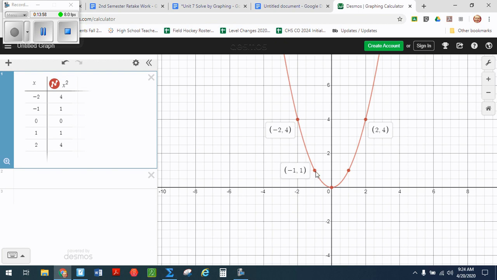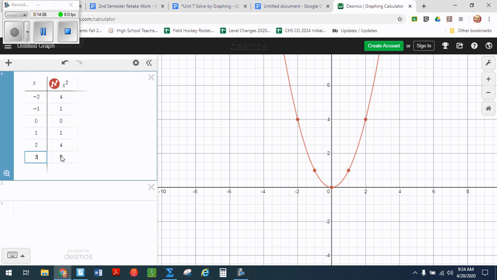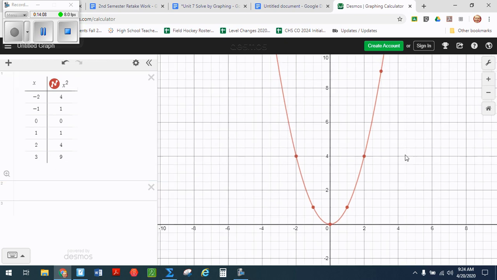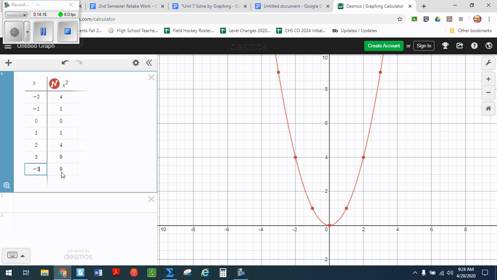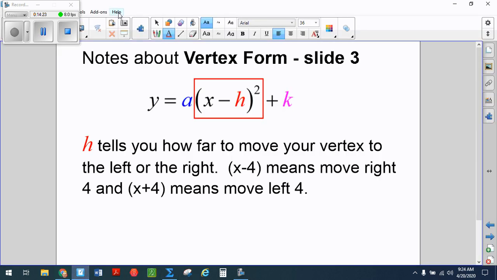We'd also have negative 1, comma 1, 1, comma 1, and then 0, 0. And if I can add another point here, 3 goes up to 9. If I put in 4, go up to 16. If I put in negative 3, it would go to negative 9, or sorry, positive 9. And I'm actually going to capture this into my notebook.